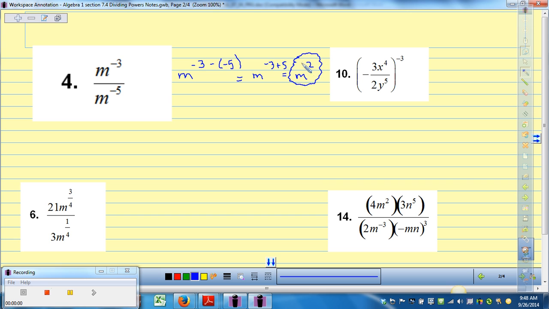Yeah, why is it a positive sign? Because we subtracted a negative. When we subtract a negative, it becomes adding the positive, yeah. Okay. All right. So now let's go down to number 6.